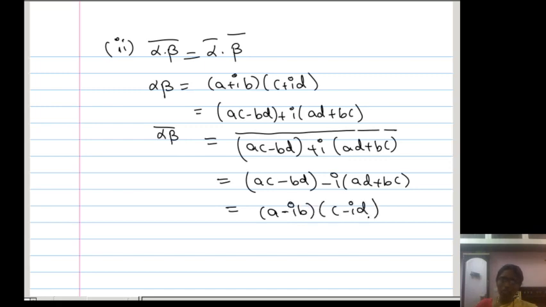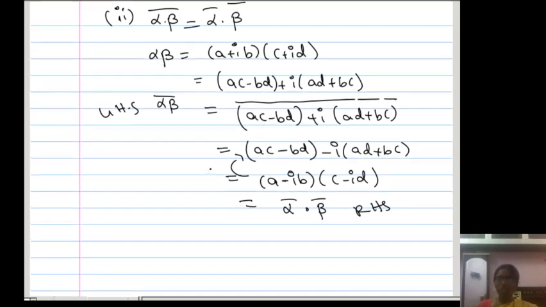If you multiply these two, are you getting the previous step? AC, yes, AC minus BD. Minus BD, because here you can observe B into D, i into i is i squared, minus 1, minus 1 gives plus, so minus BD. Next minus iBC, minus iAD. If you do the multiplication of these, you are getting the previous step. So what is this? Alpha bar. What is this? Beta bar. So what is the RHS? Alpha bar into beta bar. What is the LHS? Alpha beta whole bar. So finally we proved the second one also.